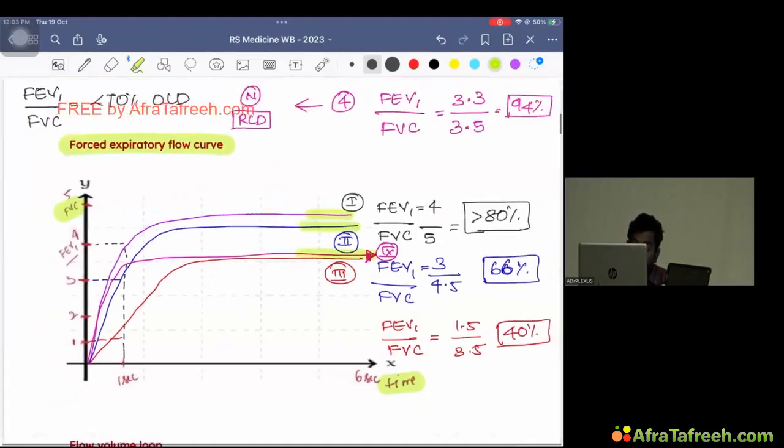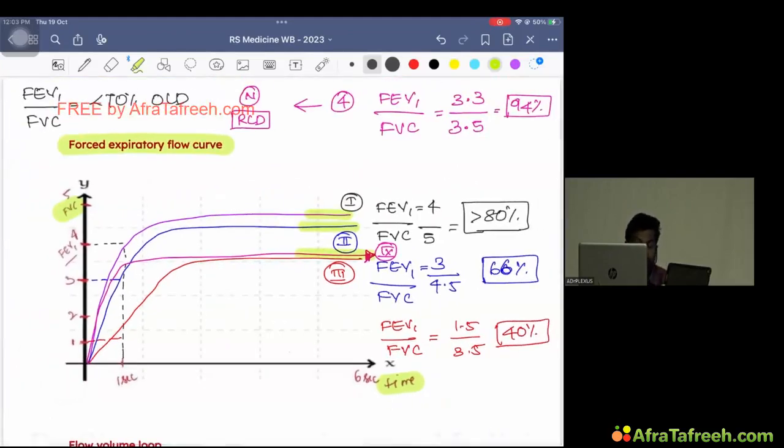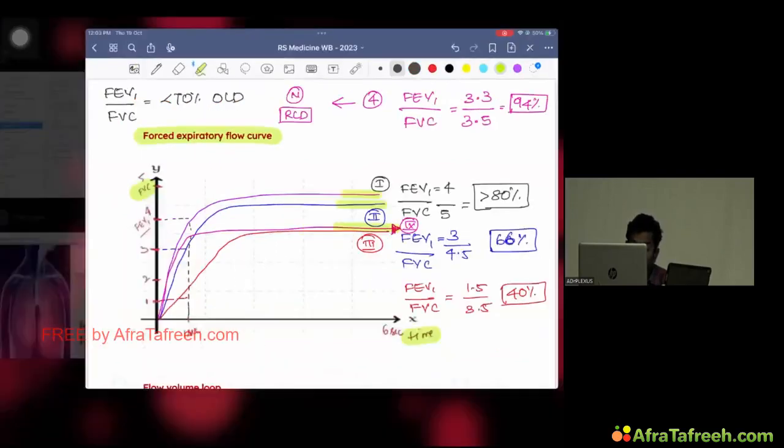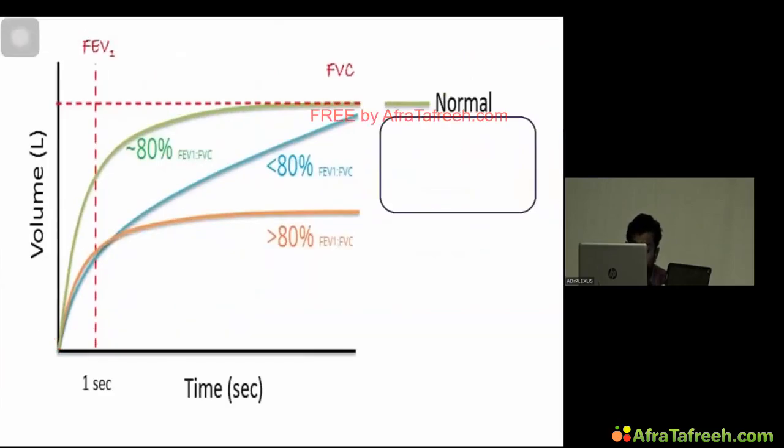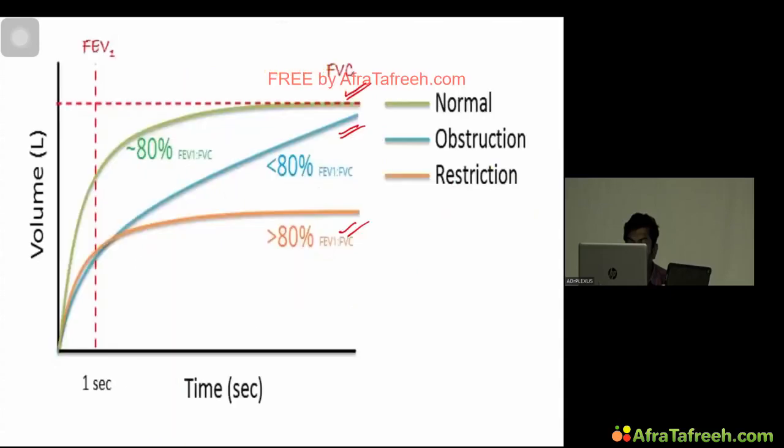Okay, so these are the graphs you can get in the post expiratory volume curve. So if this is the graph, what is the first graph? First graph is normal. What is the second graph? What kind of lung disease? Obstructive lung disease. What is the third graph? Restrictive lung disease. So seeing the graph itself, you should be able to tell whether it is a normal graph, obstructive lung disease, or restrictive lung disease.